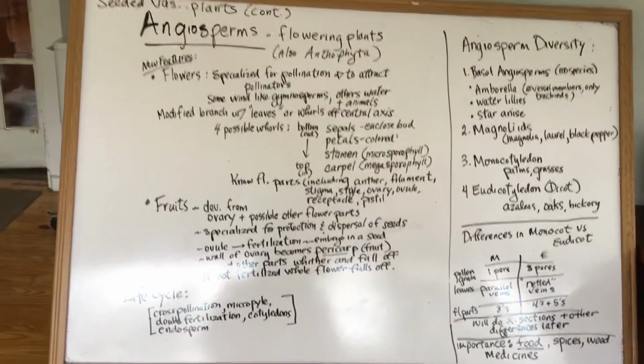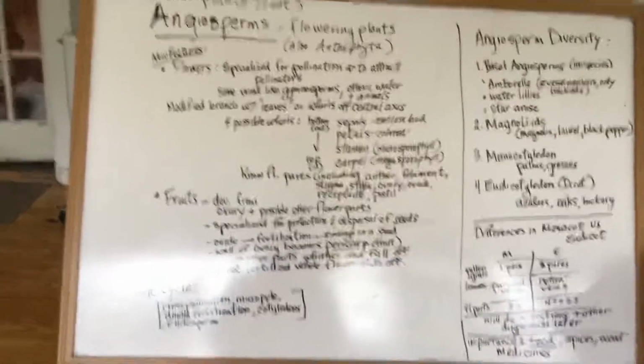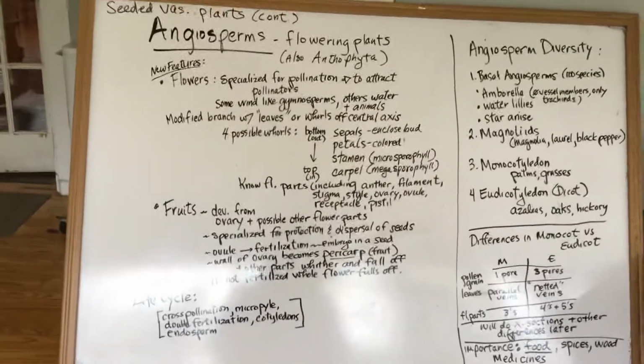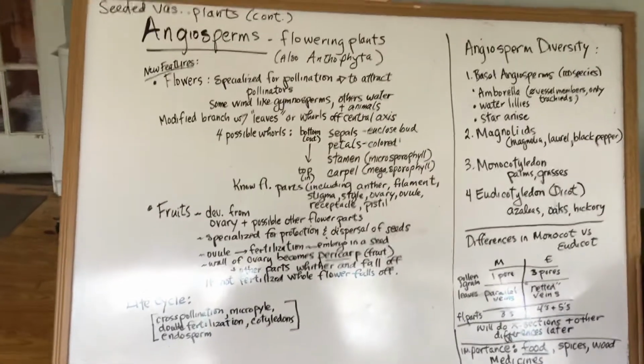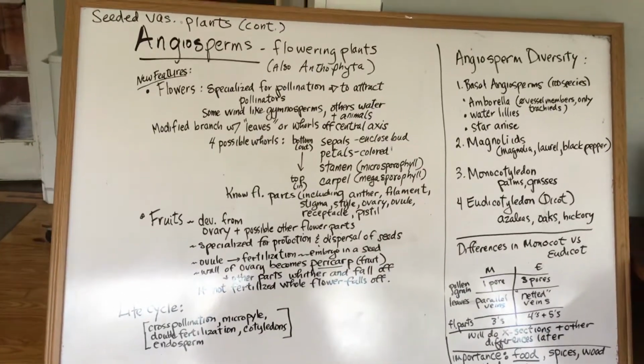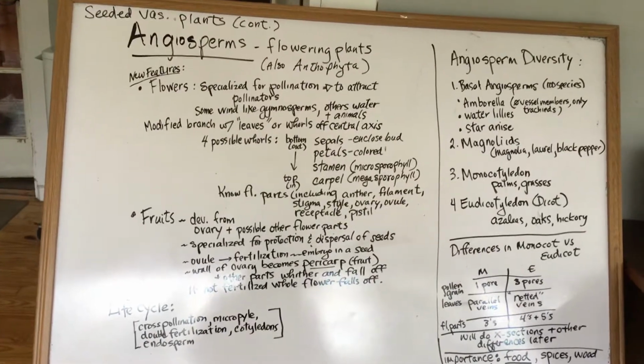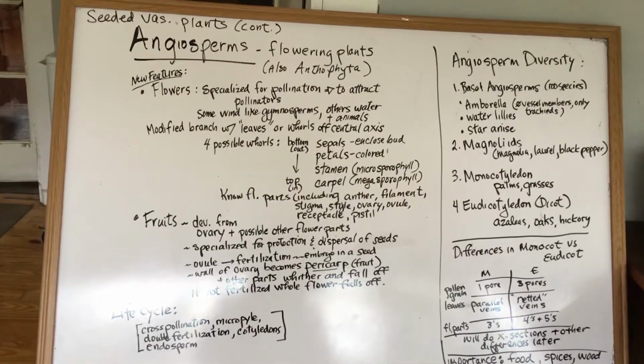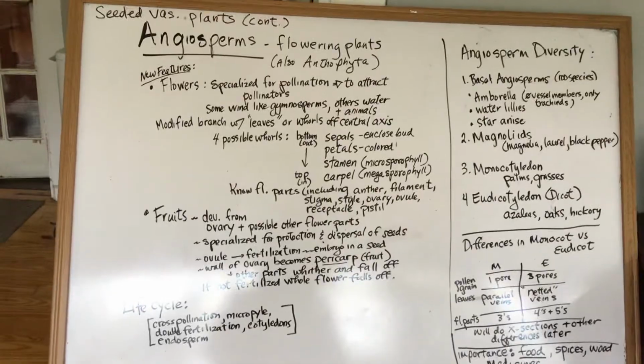Petals are generally colored, although they can be white, green, black, or lots of different colors. The next thing in is stamens, which are also known as the microsporophyll. This is the male structure. And then there are carpels. You also need to know the other flower parts, so I'll just show you.